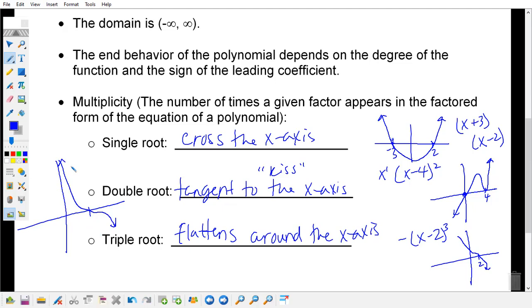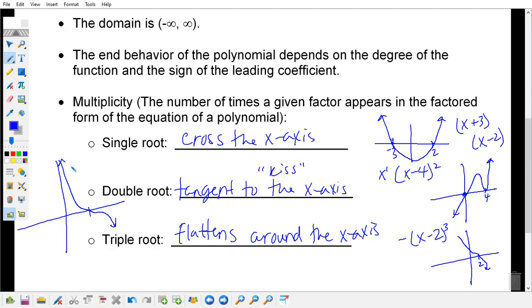So a single root: we're crossing the x-axis, we're minding our own business, just rolling through. Double root: oh, I like you, I'm going to stay around you a little longer. It's going to touch it and then go. And if it's a triple root, it's going to slow down and flatten out around it, and then continue its curve after it's moved away from it.